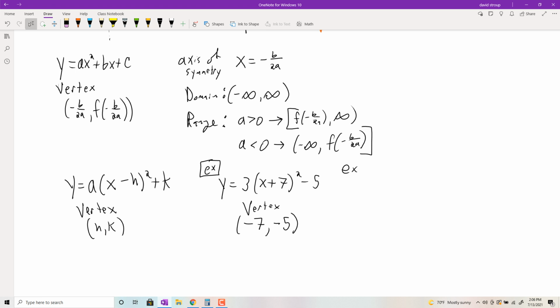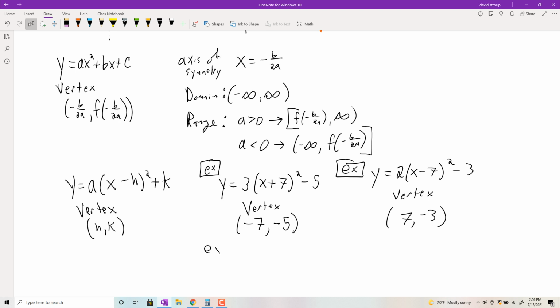Let me give you another example. Hopefully that'll be clear. So this one you have to change to the opposite. The other one you keep the same. y equals 2 times x minus 7 squared minus 3. So in this case, the vertex would be 7 comma negative 3.